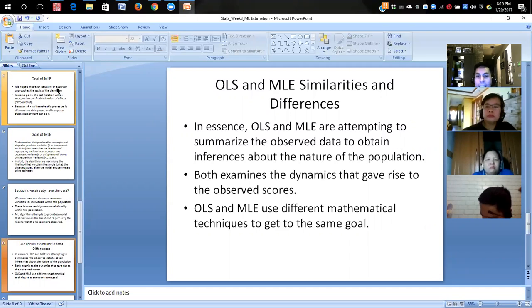So what OLS and MLE are attempting to do is summarize the observed data and make some inferences about this relationship. Basically, it tries to look at this relationship. Is there a direct correlation? Is there a direct association? Is there a negative relationship? Is there a positive correlation or a negative correlation? These are the inferences that we're trying to look at, the different dynamics, or what we call relationships.